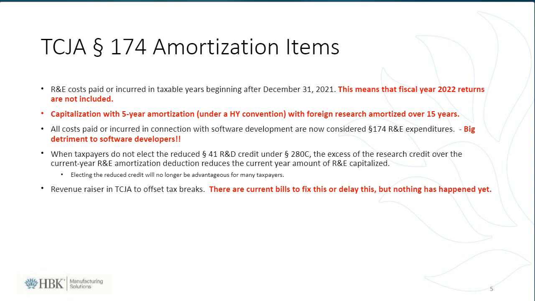So we're stuck with these rules right now for the 2022 filing season and 2022 tax years for people that have 174 expenses. And like I said earlier, just because you aren't taking the credits, the Section 41 credit, doesn't mean that you don't have any R&D expenses.